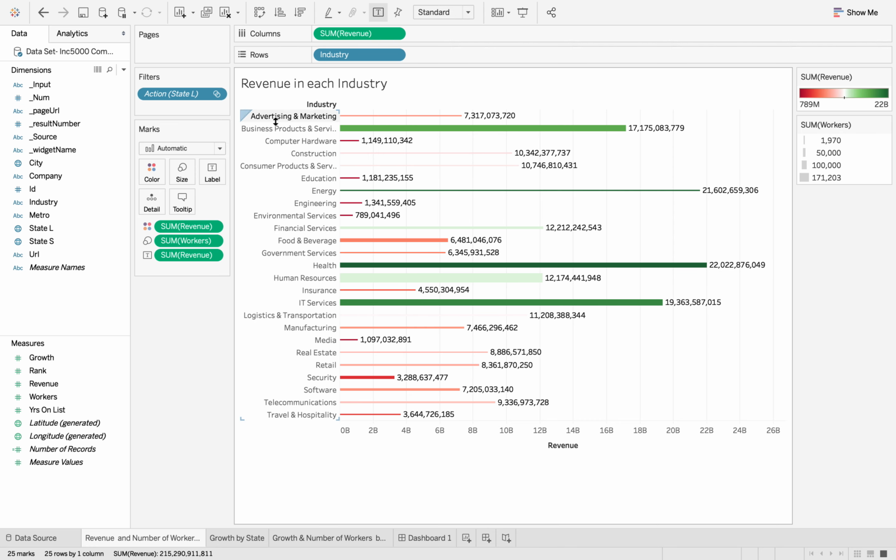As you can see, the y-axis shows all the specific industries: advertisement, marketing, business products, computer hardware, construction. I put these under rows, and under columns I put the revenue. So it shows the amount of revenue for each specific industry. It's clear that the darker green the color of the line is, the more revenue. The darkest would be $22 billion, and the lowest would probably be this one, $789 million for the environmental services industry.